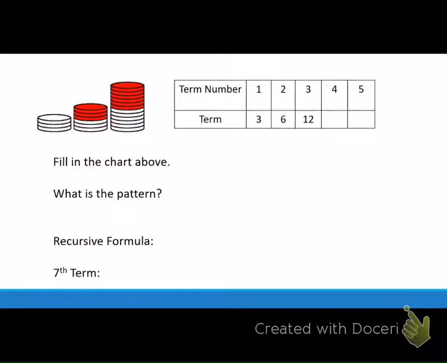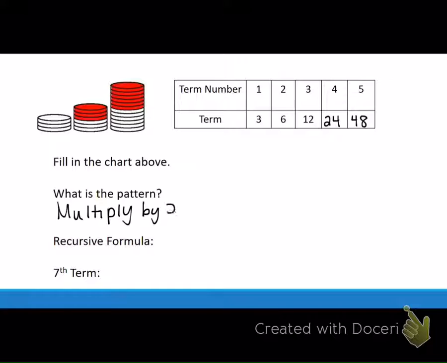So fill in the chart above. What is my 4th term in this chart above? Justin, what did you say? 24. Okay, so Justin says that is 24. Cassie, what would the 5th term be? Good. So Connor Clover, what is the pattern that's happening? Multiply by 2.